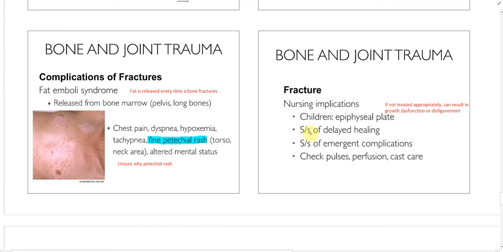We want to educate and look for signs and symptoms of delayed healing. If there's been no proper union on x-ray, or if there's been a lack of proper nutrition going into the body, then that may lead to delayed healing. If we have emergent complications, we want to be aware of those. So we look out for things like, do they have any breathing concerns? Are they starting to breathe faster or deeper than they normally were? Are they sitting awkwardly because they're uncomfortable? We always want to check the pulses, perfusion, and cast care to make sure that nothing gets in the way of healing.